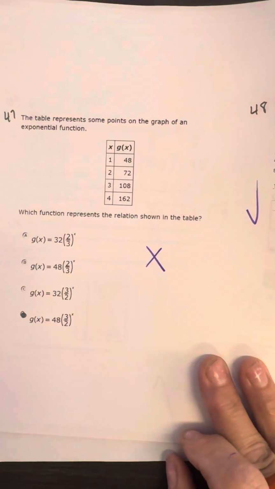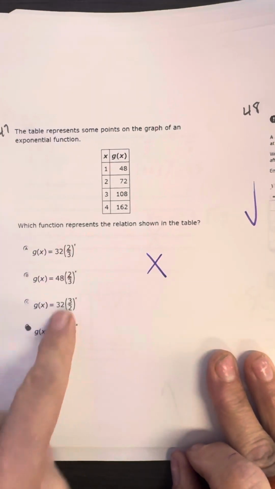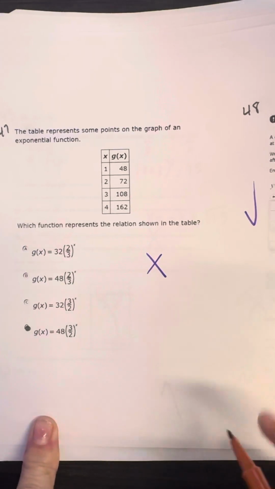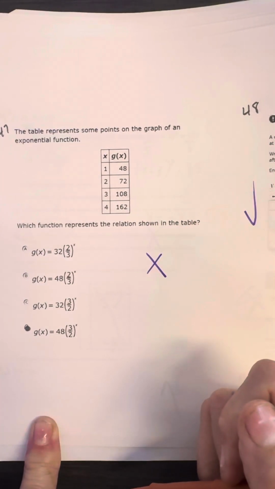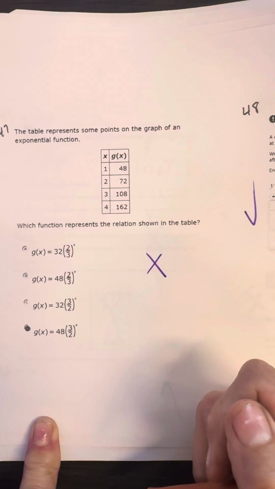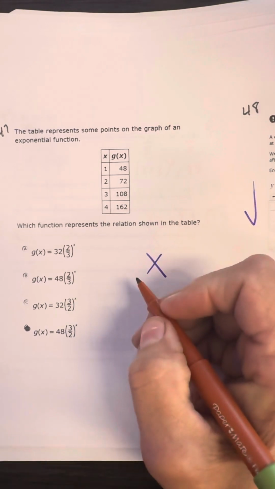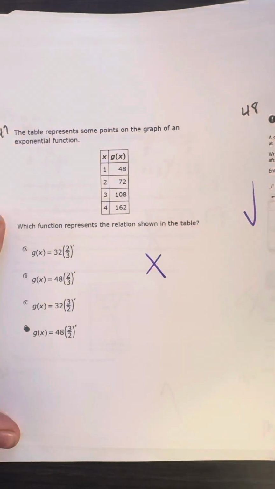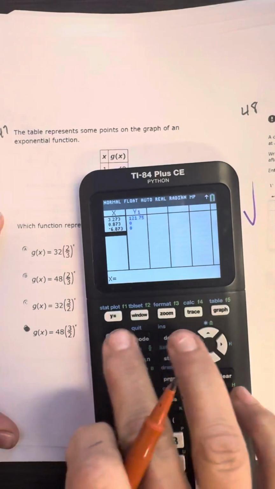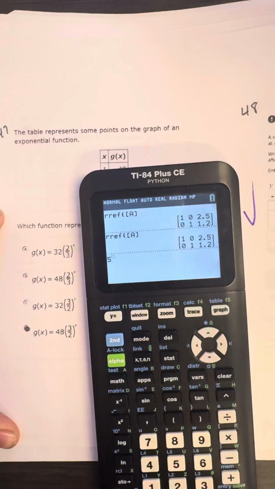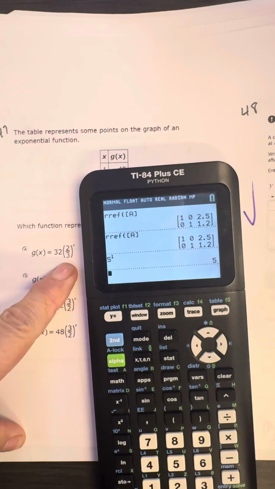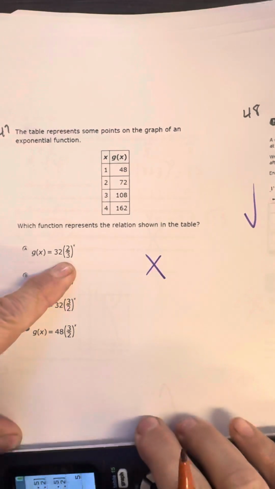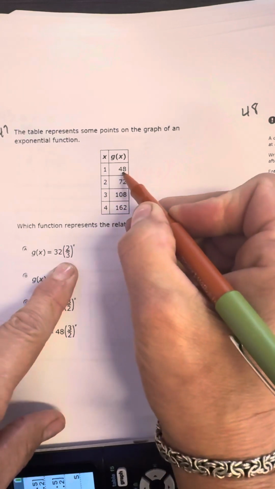So this one, because these are all exponential, you can do 2 things. You can put this in stat, and then when you go to calculate, you're going to use 0, the exponential function. Or you can just look at 1. So anything raised to the 1 power equals itself. So, for instance, 5 to the 1 power equals 5. So 2/3 to the 1 power is going to equal 2/3. So when x equals 1, y equals 48.